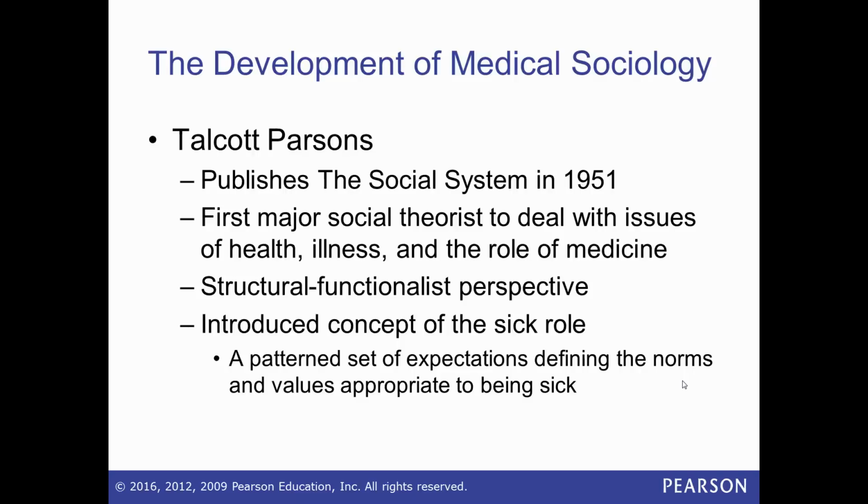Now, this changed a bit with Talcott Parsons. He wrote this book, The Social System, in 1951. It's this big, huge tome that they make you read if you go to graduate school. And among other things, he talked about issues such as health, illness, and the role of medicine in society. Now, he pioneered, really, the structural functionalist perspective, which we'll get into more as the semester goes along. But the gist is that a society is kind of like a machine, right? It has interconnected parts. All of the parts need to be in working order for the machine to function.